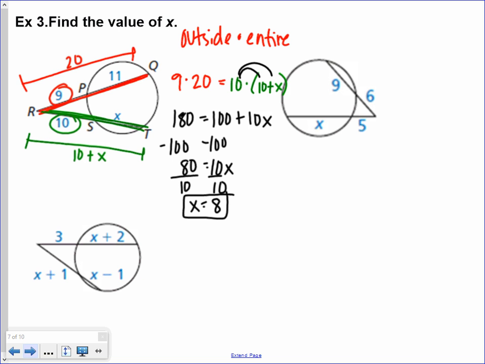But again, if you did 9 times 11 equals 10 times x, you will get 9.9. 9.9 is not the same thing as 8. So make sure you don't do outside times inside.